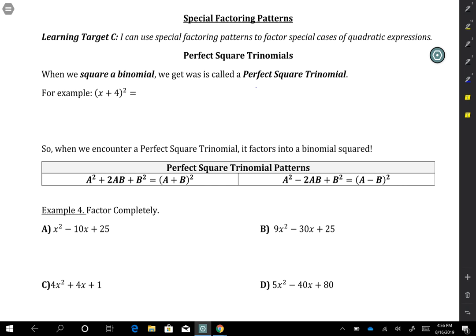Hi guys, welcome to our video on special factoring patterns. Our learning target for this video is: I can use special factoring patterns to factor special cases of quadratic expressions.